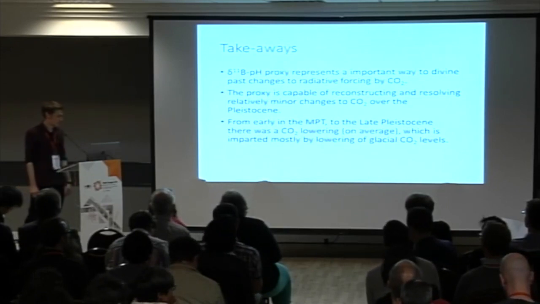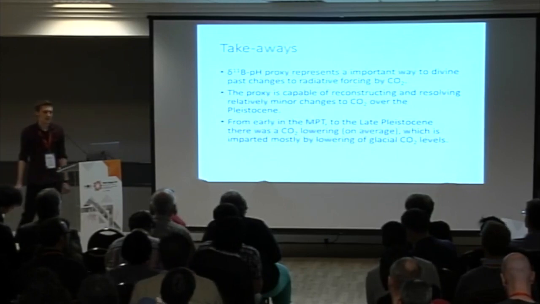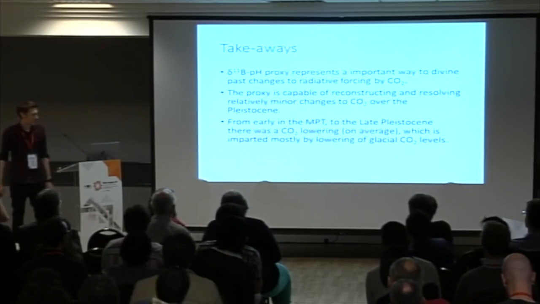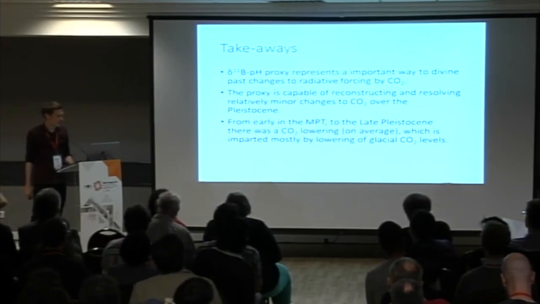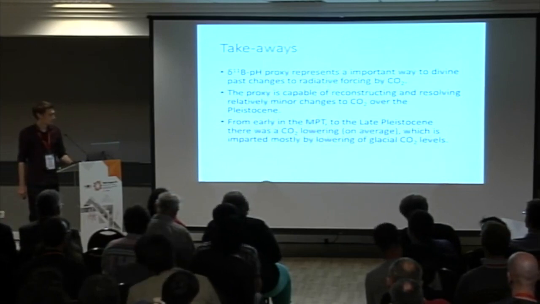I'm going to show you that this proxy is capable of reconstructing and resolving even relatively minor changes to the carbon cycle. And then from early in the MPT to the late Pleistocene, I'm going to show you that there was a CO2 lowering on average, which is imparted mostly by a lowering of glacial CO2.